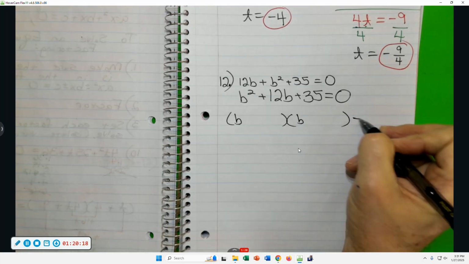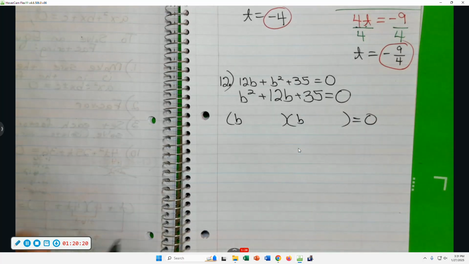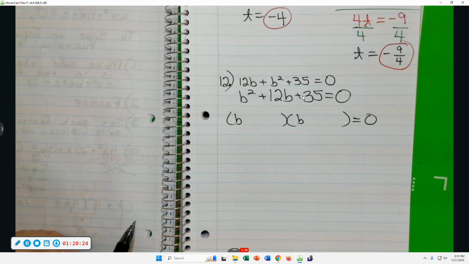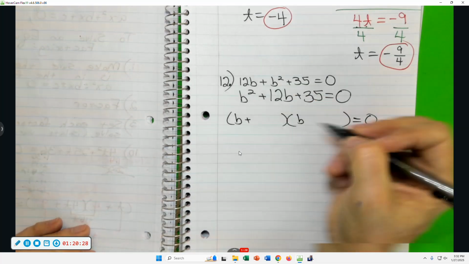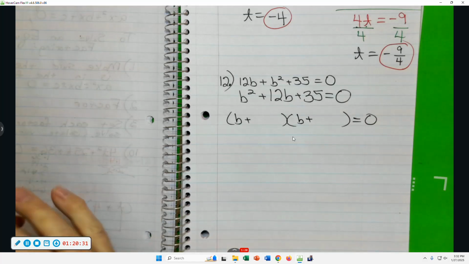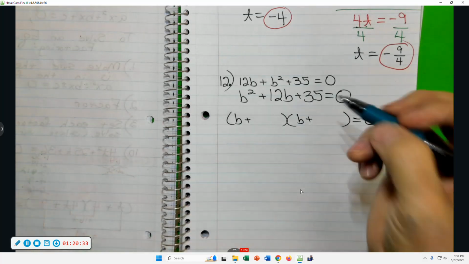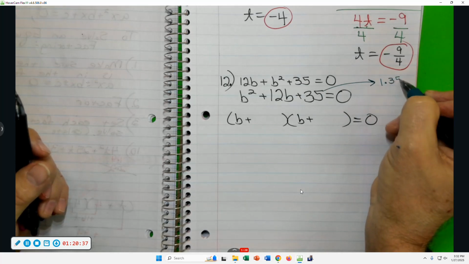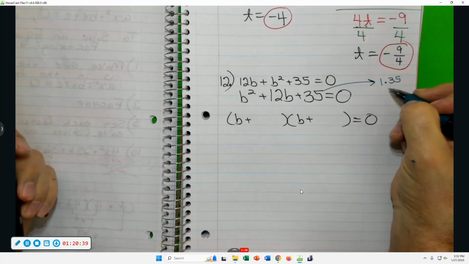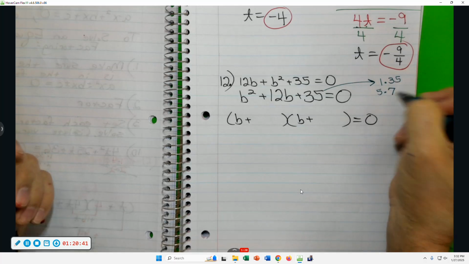Hey, I forgot to ask you, what do we know about the signs? We know something real nice about the signs. Positive. The last sign's a plus, so you have 2 of the first sign. Plus and plus. Now for 35, well, there's several pairs there. 1 times 35, 5 times 7.